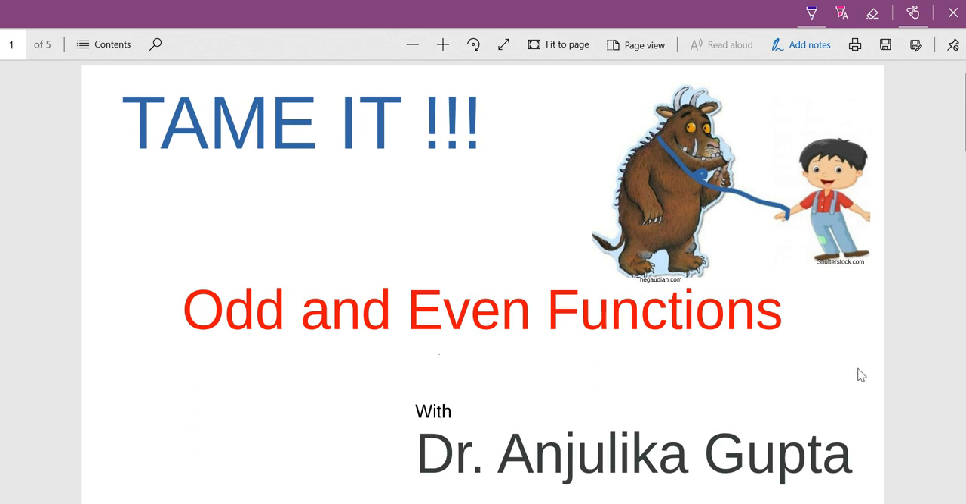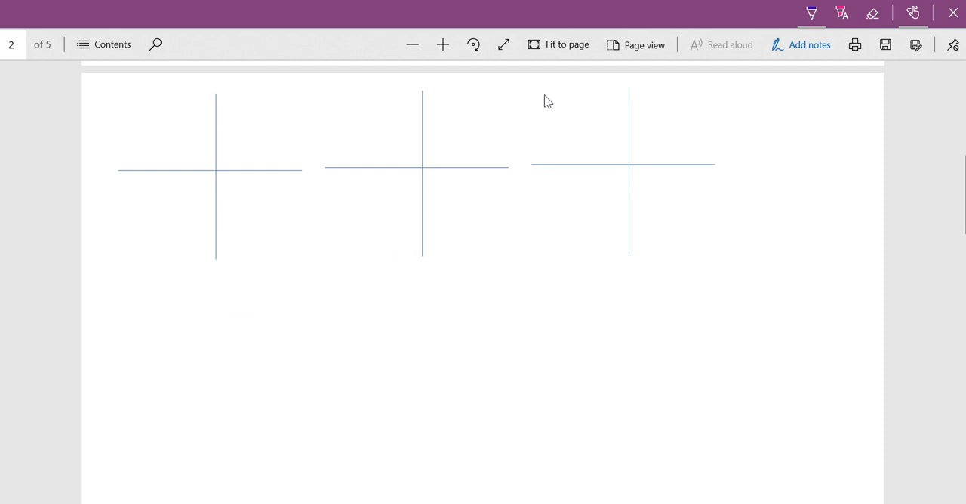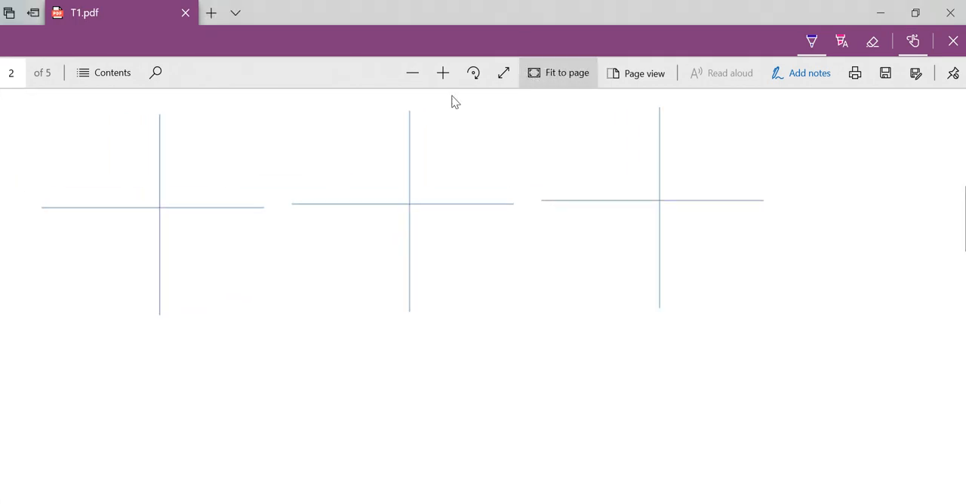Friends, let's discuss this. So what is an even function? Let's see if I draw a graph of a function. If I'm saying that I want to discuss an even function, then if my graph is symmetric about the y-axis, I will say my function is an even function. What does that mean? Let me draw something. So if I, let's say, draw something like this.